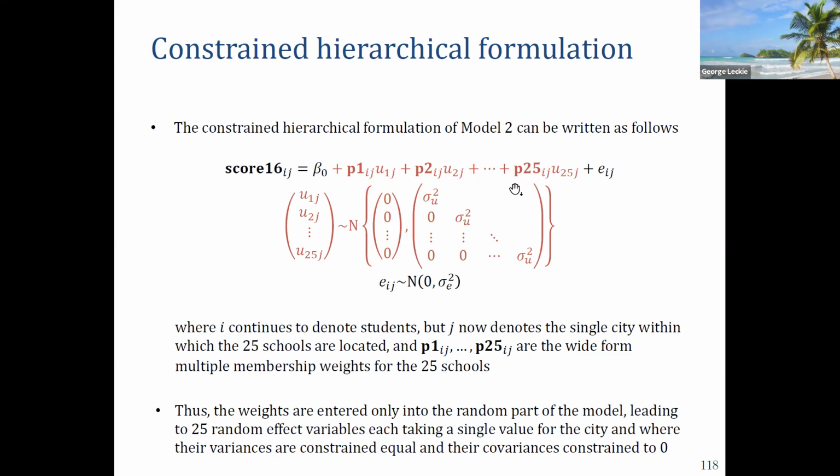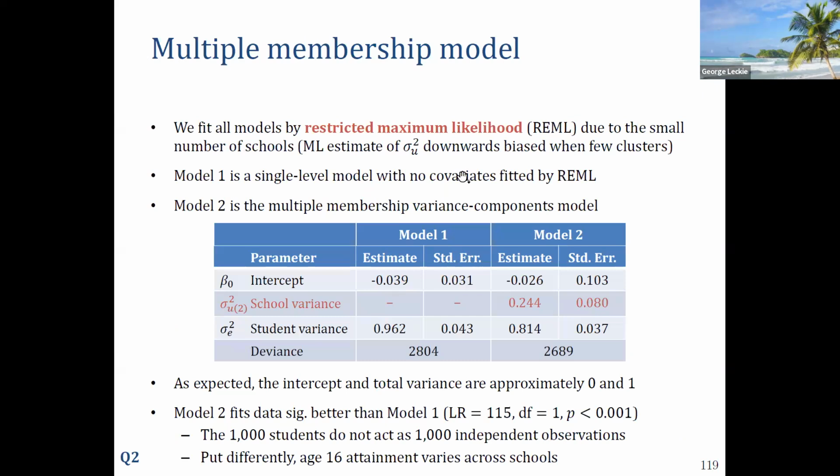We've got U1, U2 up to U25. They're here, and their variance is constrained equal, their covariances are 0. This is the between school variance. This is the within school variance. And so let's fit the model.